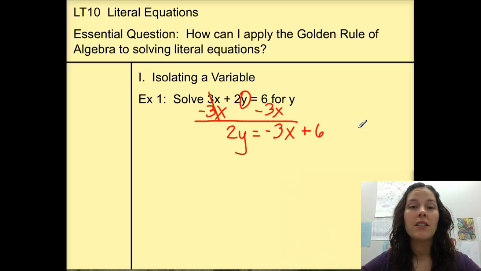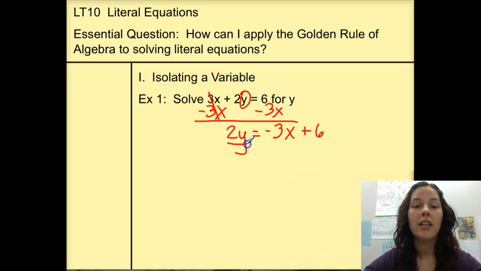We can do this because you can add in any order. 3 plus 4 is 7, and 4 plus 3 is 7. The order in which you add doesn't matter. You get the same answer. Same thing works with variables. We have 6 plus negative 3x, so we can rearrange it as negative 3x plus 6.